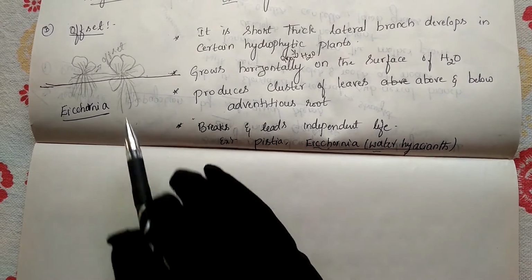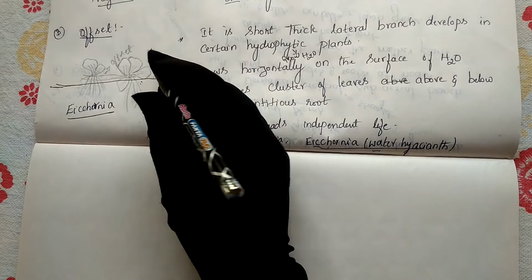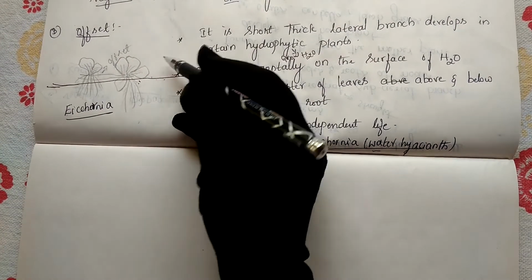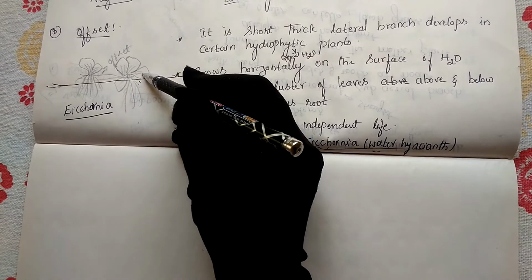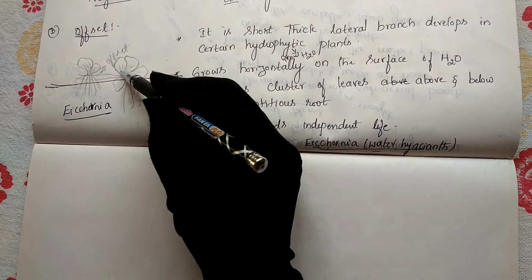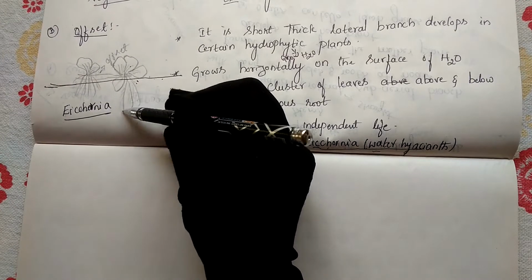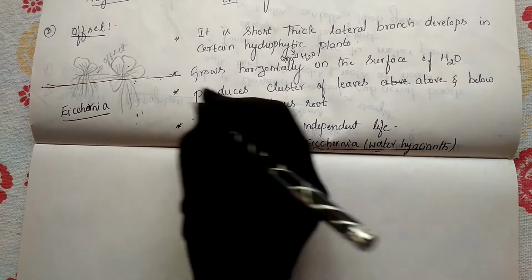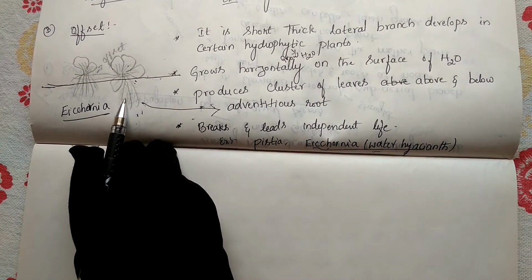These offsets produce a cluster of leaves above the surface of the water. A cluster means a bunch or a group of leaves, produced above the water surface. Below the surface of the water, it produces adventitious roots. These are the adventitious roots it is producing.